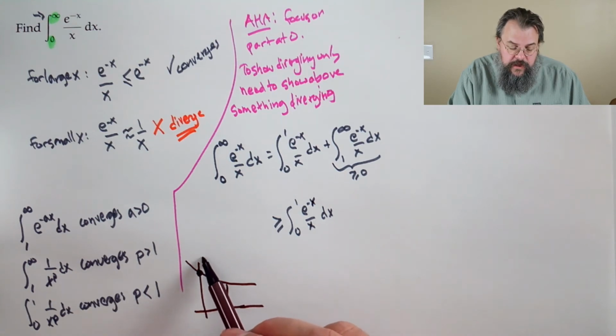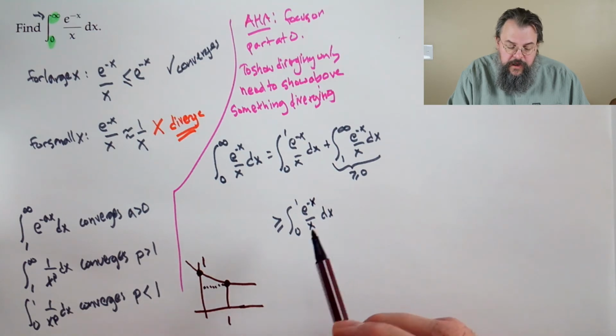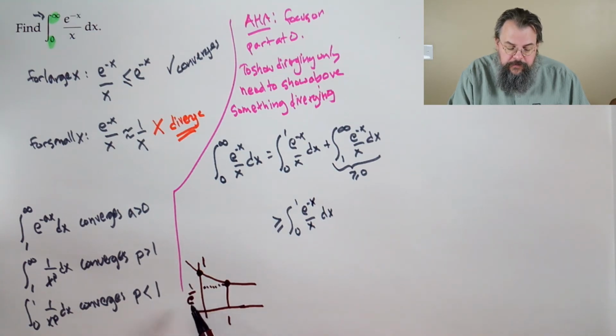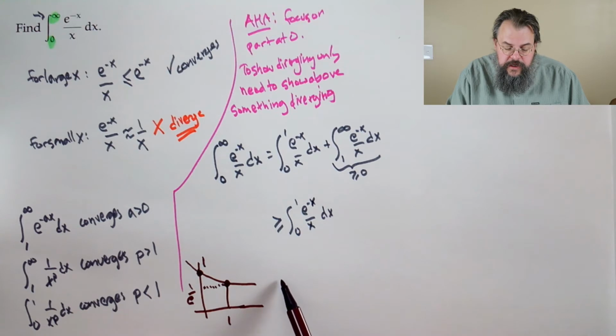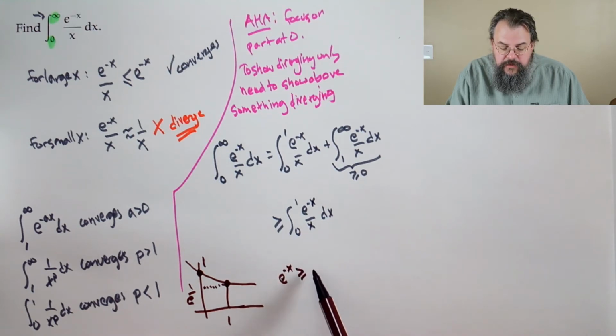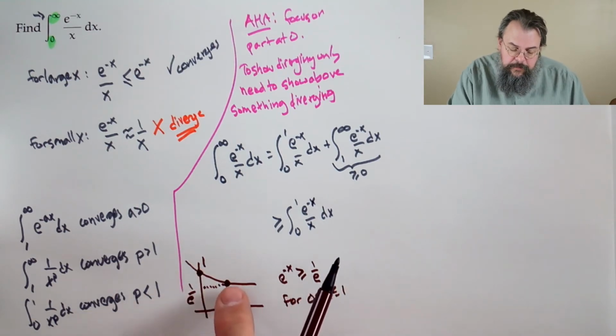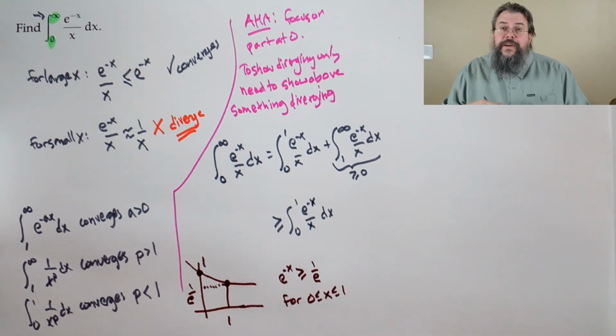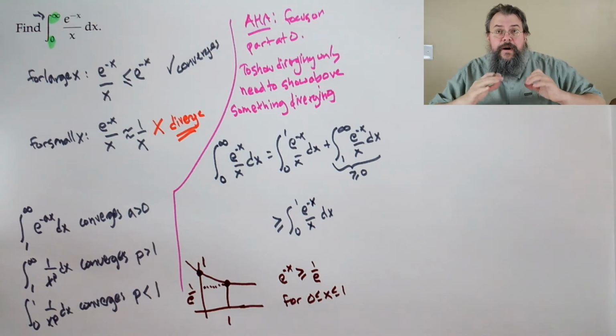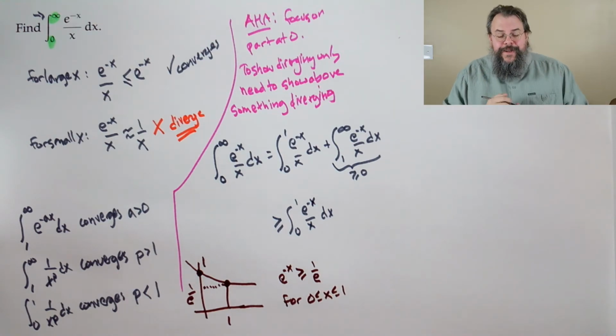So at 0, I'm at the value 1. And at 1, where are we? Well, we're at the value of 1 over e. So what's true is that e to the minus x is bigger than or equal to 1 over e for 0 less than or equal to x less than or equal to 1. In other words, I'm just saying, look, pick out the smallest value. We're just trying to get a bound. So remember, we don't have to get it exact. We just say, look, it's bigger than or equal to that.